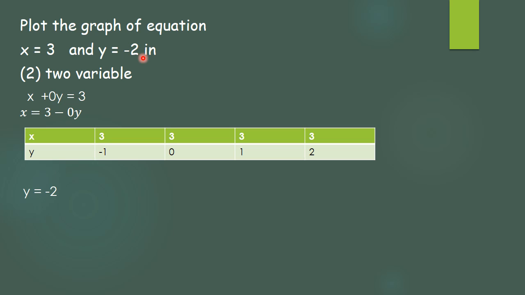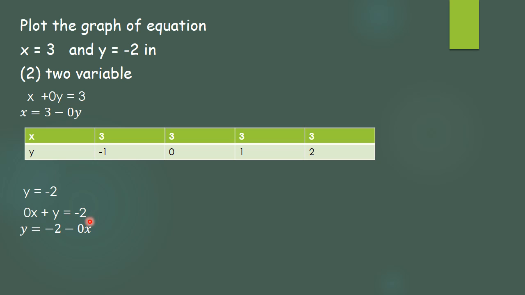So which variable is missing here? Y is there, but x is not there. As x is not there, we will write it with 0x. Which variable is missing, we will make its coefficient 0. So here it will be 0x plus y is equal to minus 2, and y is equal to minus 2 minus 0x.